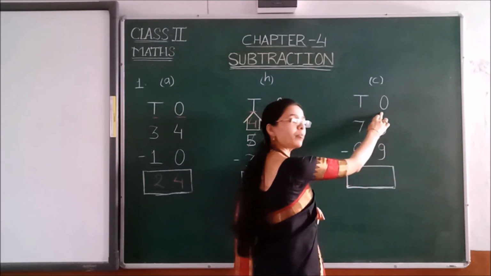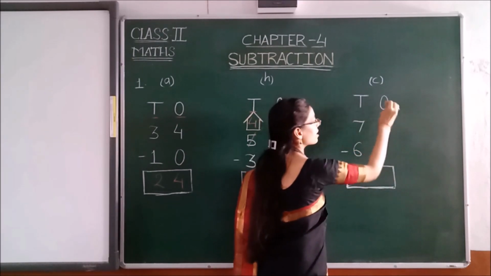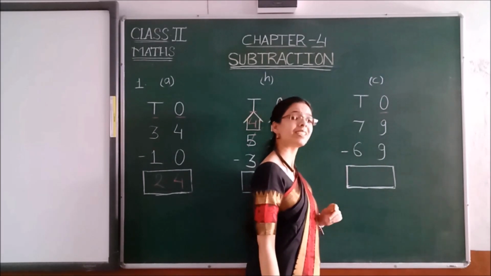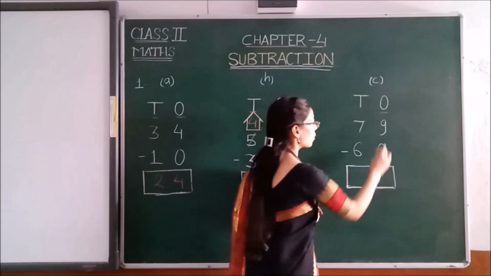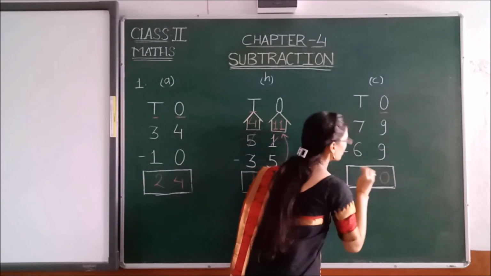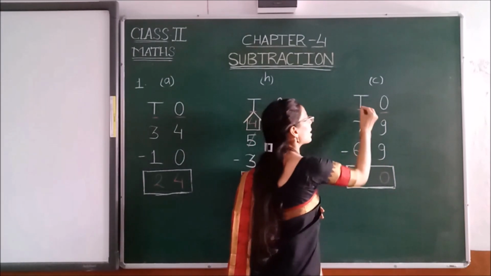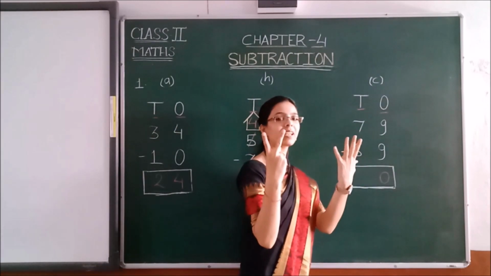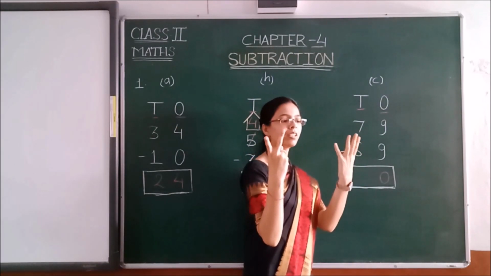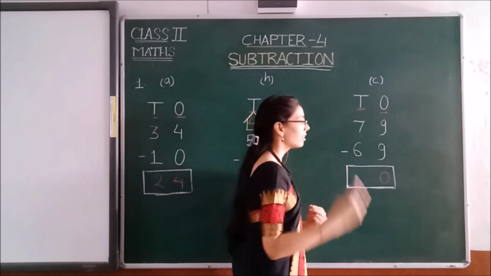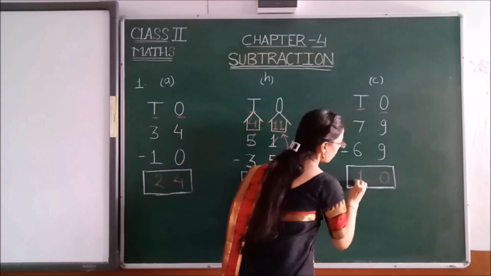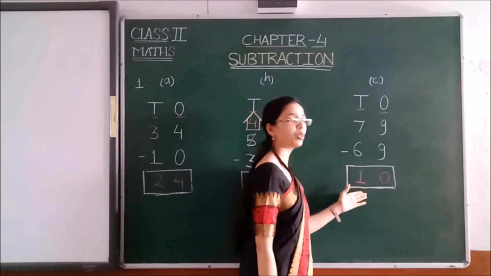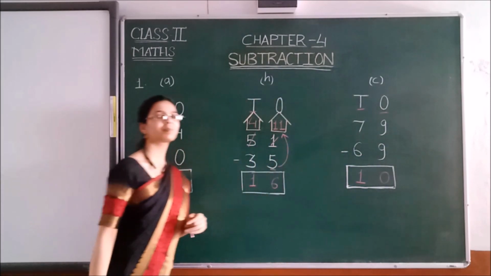Now, look at this. Again, we will start from the ones column. Which number is here? 9. 9 minus 9. When we subtract the same number, we get 0. 9 minus 9, 0. Now, move to the tens place. Which number is here? 7. 7 minus 6. 5 plus 1, 6. How many fingers are left? Only 1. So, 79 minus 69 is equal to 10.